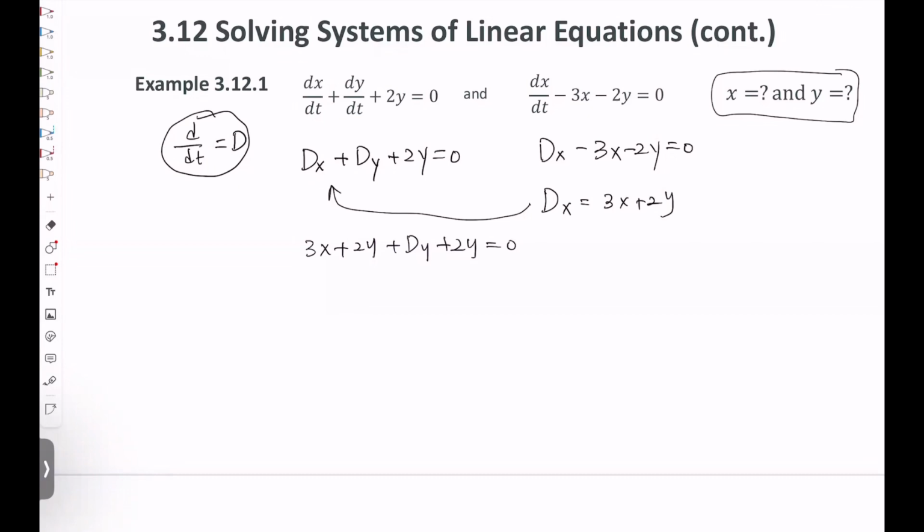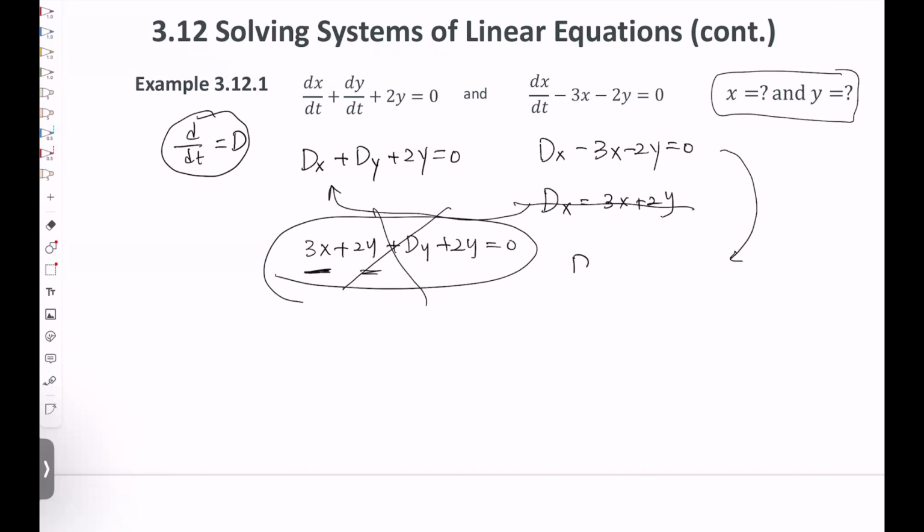This is not good. When you do substitution, we try to eliminate one variable, but here we still have both x and y. So this is not a good way to do it. What we want to do is make sure we change to one variable. So we want to make this equation Dx minus 3x equals 2y. What I did was isolate one variable to the other side, so the left-hand side is the x term and the right-hand side is the y term.